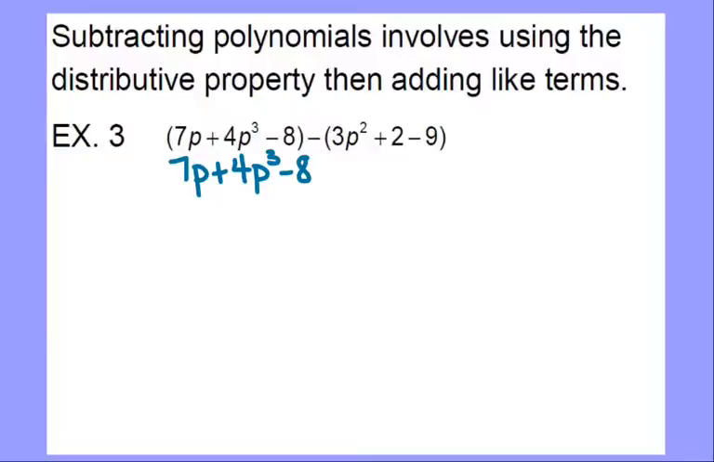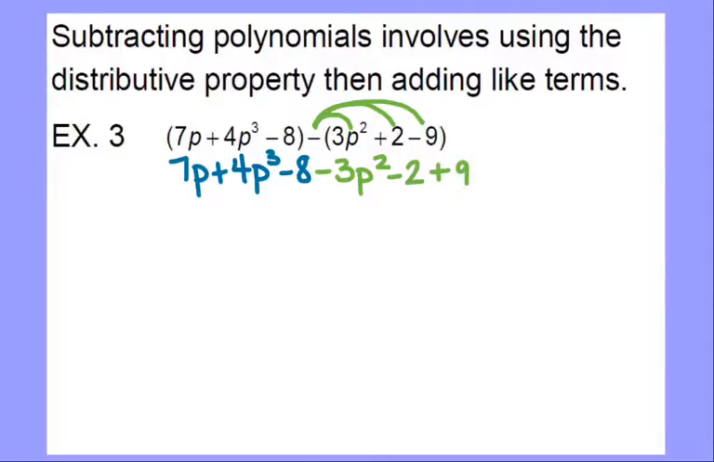Then the second set of numbers or terms that come after the minus sign, we're going to distribute the negative into those parentheses. So everything in that parenthesis is going to change sign. So when I do a negative times 3p squared, that's going to be minus 3p squared. Negative times positive 2 will be a negative 2. And a negative times negative 9 will be plus 9.